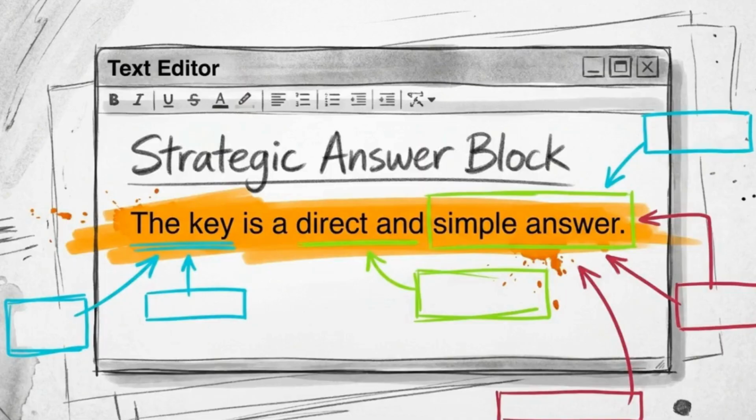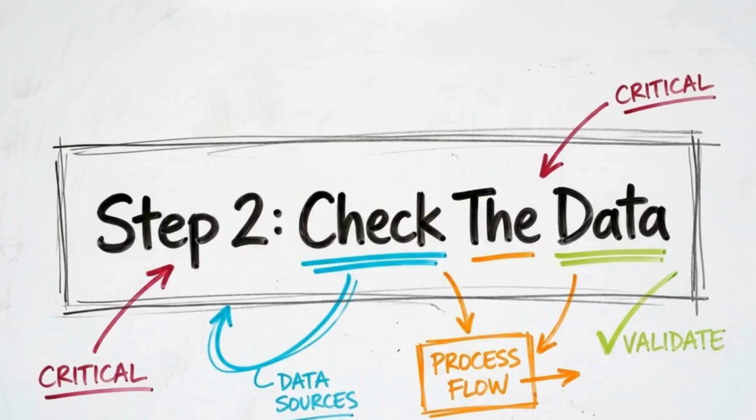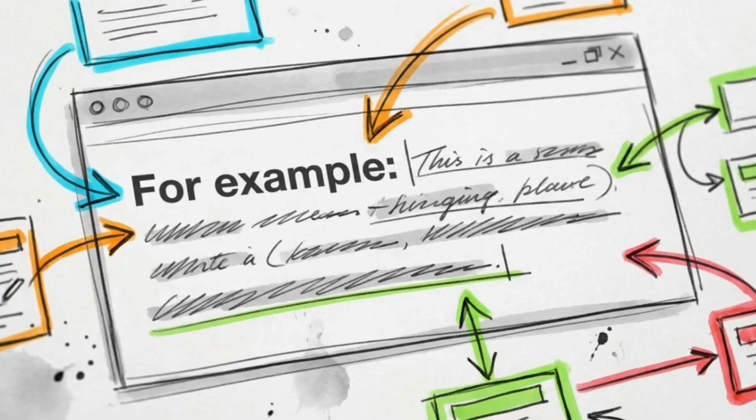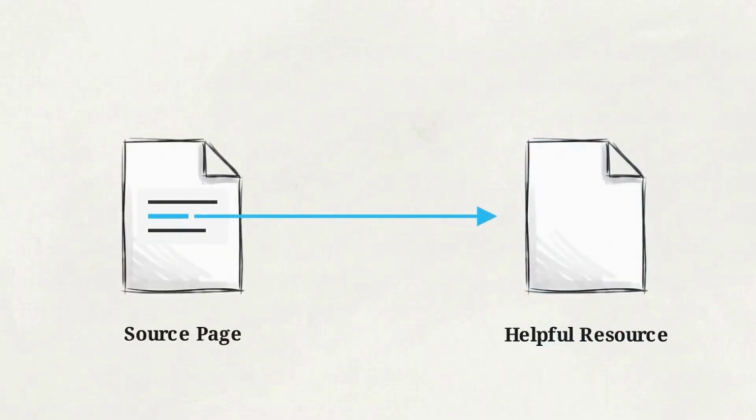Start by editing your post to answer the user's main question immediately at the top of the page. Then rewrite any vague headings to be descriptive and add a real-world example to clarify your point. Next, add an internal link pointing to another helpful page on your site and delete any outdated details that no longer serve the reader.